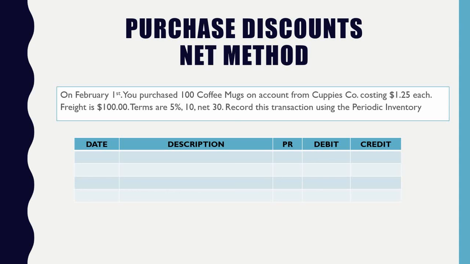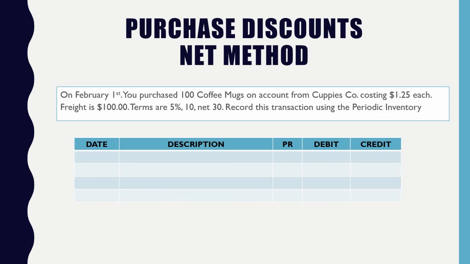Now we're going to be introducing the net method. So now we're looking at this from a different perspective. So what does net method mean? Net is taking the discount right now, immediately. Exactly. You're going to take the discount immediately. So let's look at our problem again. It's the same exact scenario.